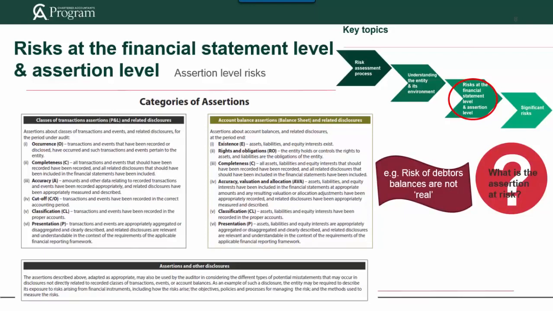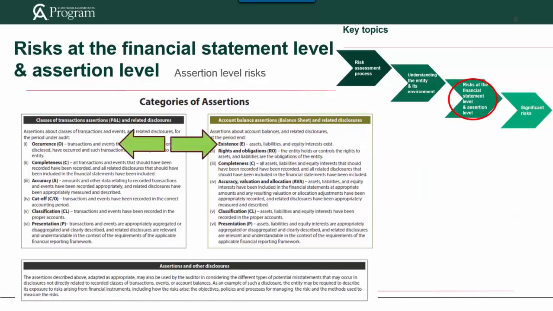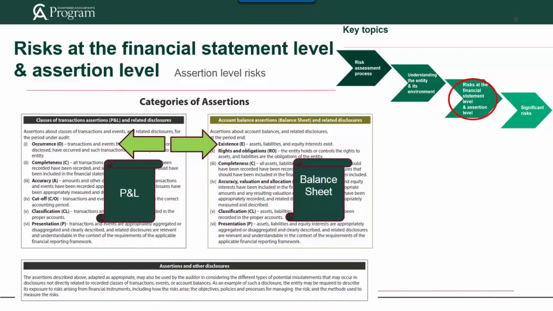Would your answer be different if the risk was debtors' balances are not real or bona fide? Now here, the risk is associated with the debtors or accounts receivable account, which is a balance sheet account. So the category of assertions would be the account balance assertions. And the assertion most at risk would be existence, and this directly links to the risk identified. Notice that many of the assertions have a similar meaning between each other. This was also seen in the example we just went through. The difference is ensuring you select the correct category of assertions based on whether it's an item in the profit and loss statement or in the balance sheet.